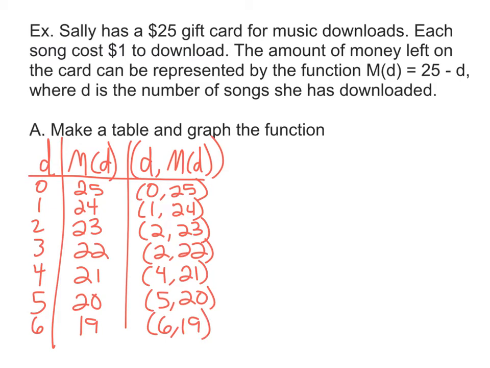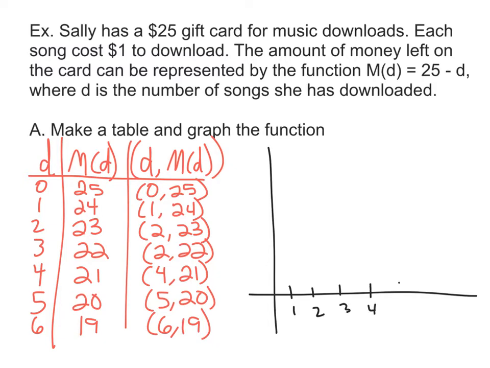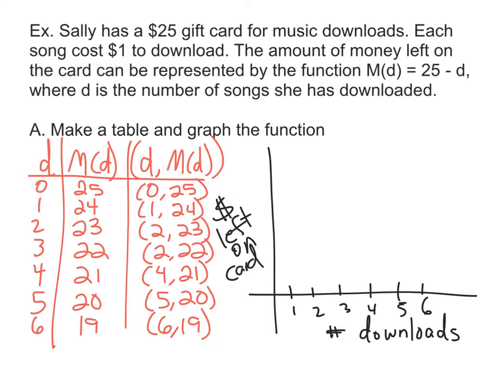Then it asked me to actually draw a graph. So here is my graph. We got 1, 2, 3, 4, 5, 6. This is my number of downloads, because again, that's like my x. And over here, I have money left on card. So 1, 2, 3, 4, 5, 6, 7, 8, 9. We're going to take this, and we're saying this right up here is 25, approximately. Understanding maybe I didn't get all the hashes in there.